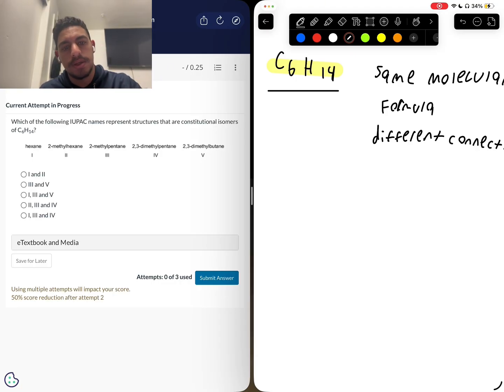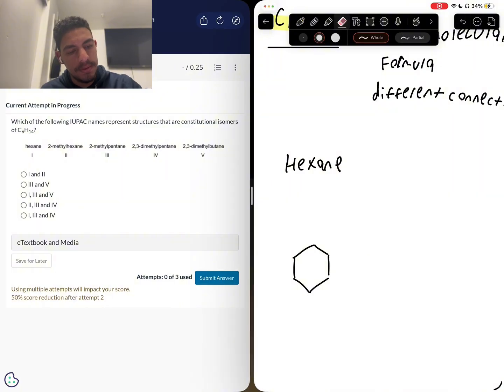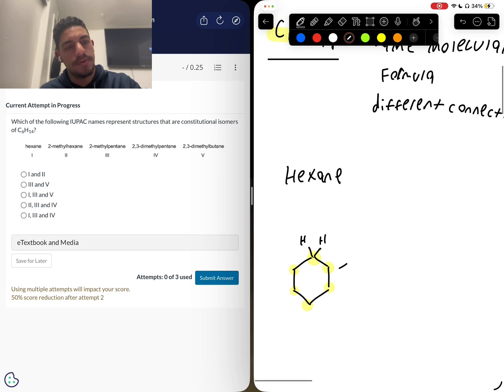Let's see what this says. So which ones represent constitutional isomers? Let's do hexane, right? What does hexane look like? 1, 2, 3, 4, 5, 6 carbons. Each of these has 2 hydrogens. 2, 4, 6, 8, 12, 14. You have 14 hydrogens, okay?